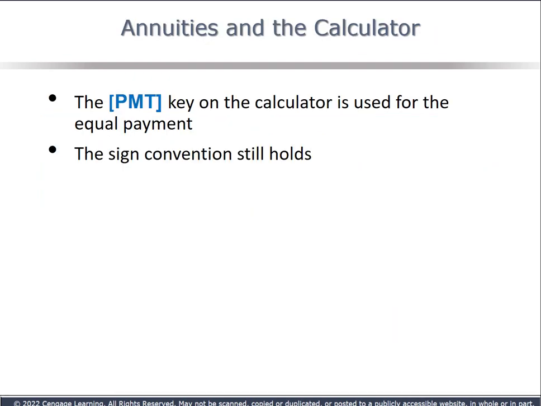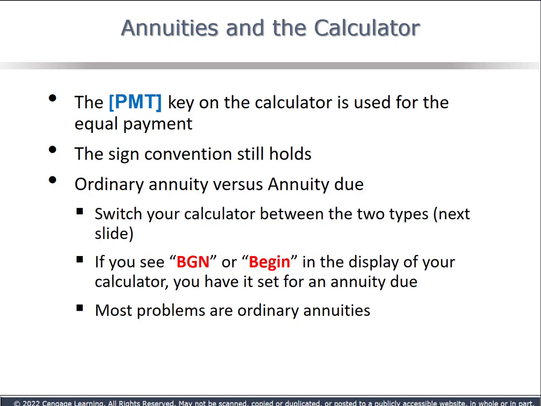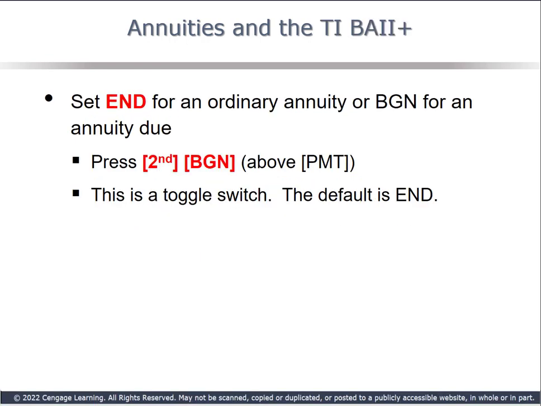With an annuity, payment is no longer 0. Be very careful with the sign convention with a non-zero payment. Also, be very careful if you set your calculator to begin for an annuity due. Most problems are ordinary annuities, and you must remember to set your calculator back to end to avoid problems. Look at your calculator display. The upper right-hand corner is blank. Your calculator is set to end.